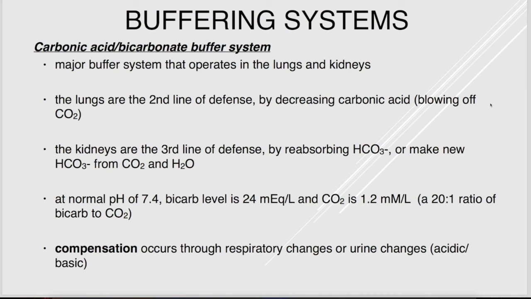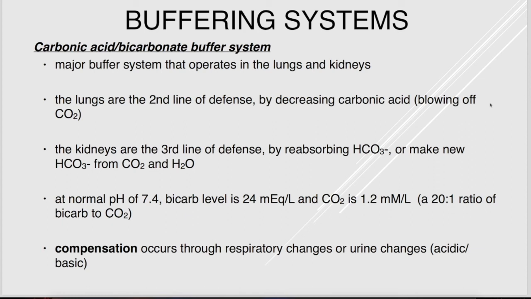So probably the major buffer system in the body is the carbonic acid bicarbonate buffer system, and this includes both functions in the lungs and the kidneys. The lungs are really the second line of defense because they can change how much carbonic acid is being kept in the body or excreted through respiration. So if you blow off more CO2, pH is going to go up. You're blowing off acid. If you have slow respirations, you're going to keep more CO2, and pH will go down. Now the kidneys are very important because they can do a whole bunch of stuff.